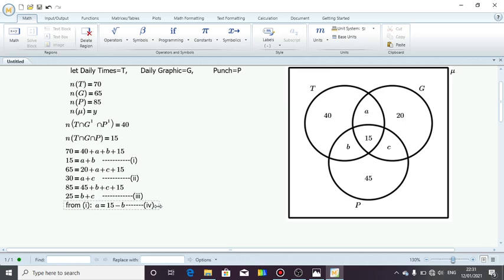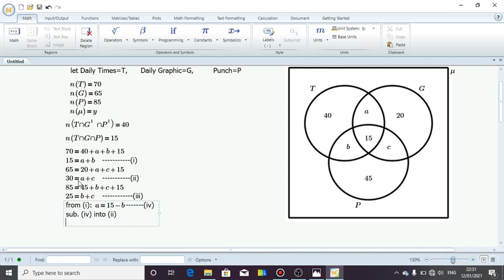Okay, let me just use this same page. So I need to substitute equation 4 into equation 2, since we have A here. So let's put 4 into 2. So we're going to have something like this.